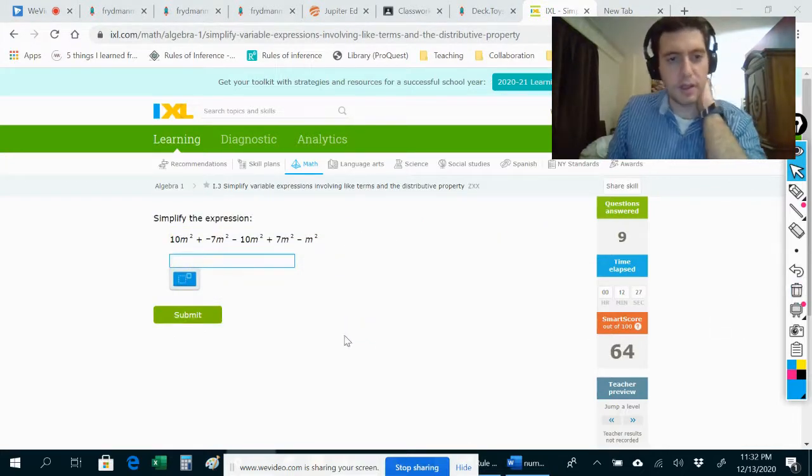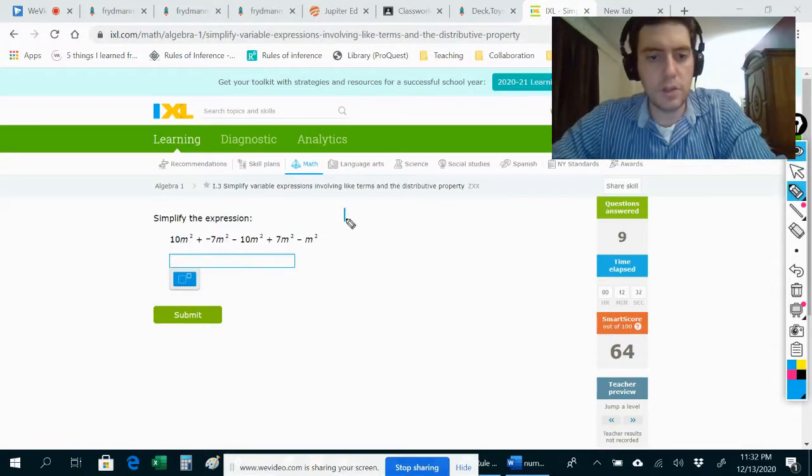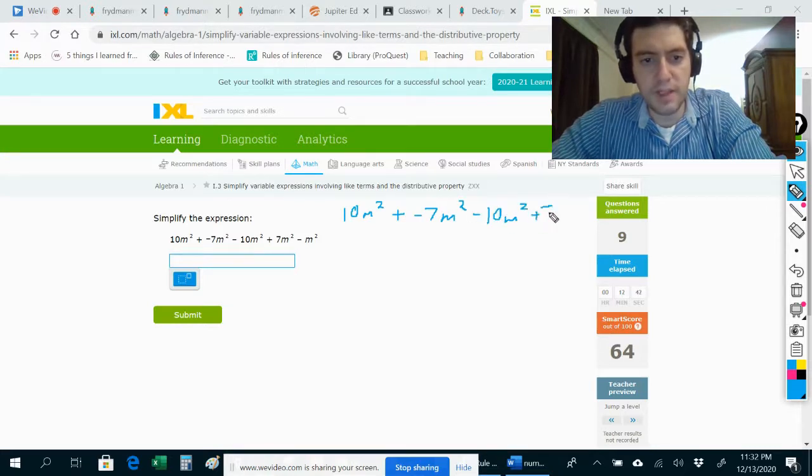All right, so over here, I'm just going to write all that out here. So 10m to the second power plus negative 7m to the second power minus 10m to the second power plus 7m to the second power minus m to the second power.